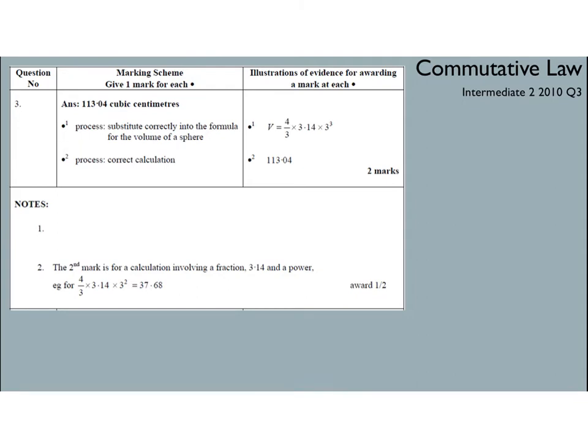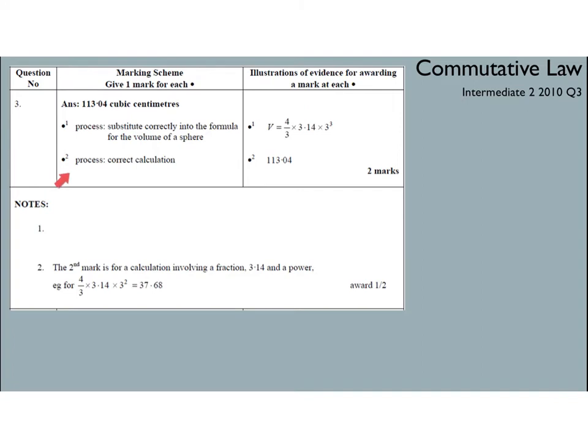Now this slide here shows you where you get your marks for this. Oh my goodness, it was only a 2-mark question. Your first mark is bullet number 1: substitute correctly into the formula for the volume of a sphere. So here we have volume 4/3 times 3.14 times 3 cubed. 1 mark for just getting that bit right.